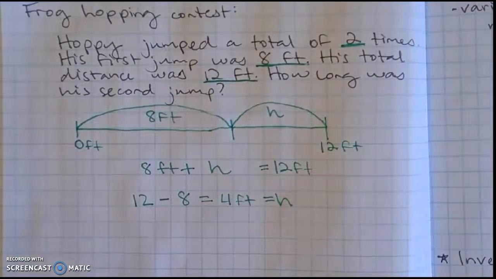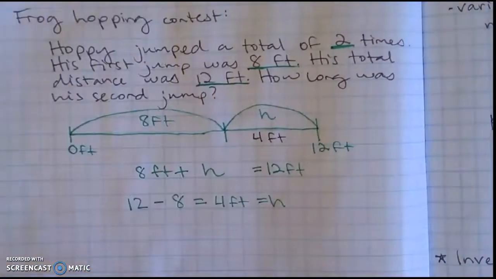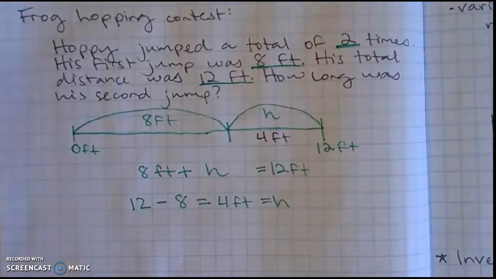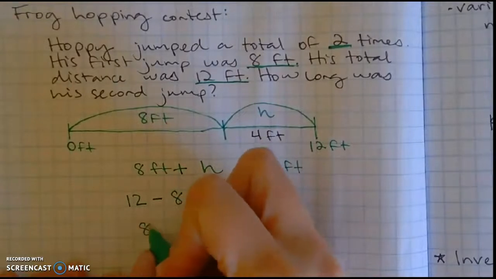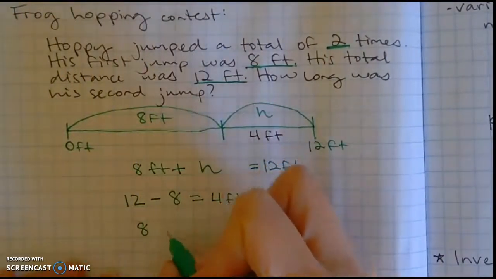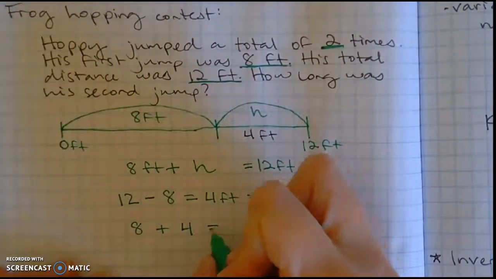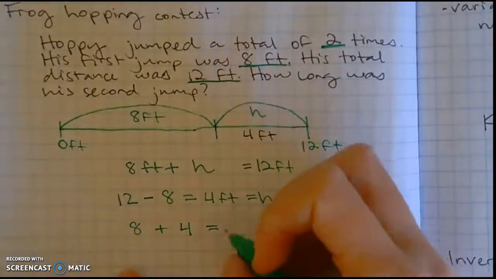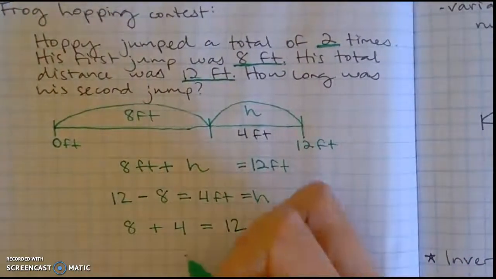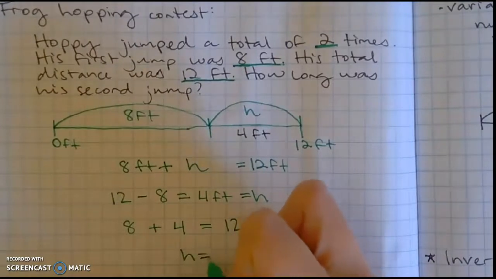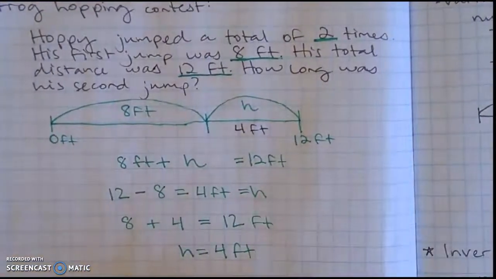So if you even wanted to write that up there, you could. 4 feet. So I used my inverse operation. Now I could just do a real quick check to make sure that it is correct. So if I had 8, my original 8 feet, now I'm going to just double check with my 4 feet. And when I add those together, 8 plus 4, that equals 12 feet. So you would even write, if you wanted to, H equals 4 feet, just to be clear, okay?